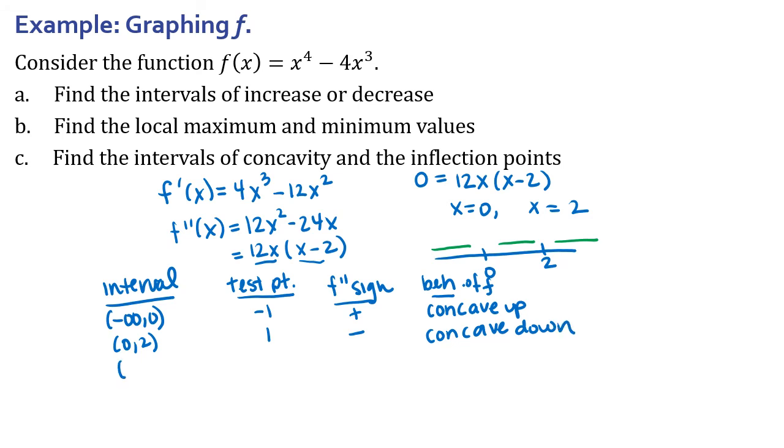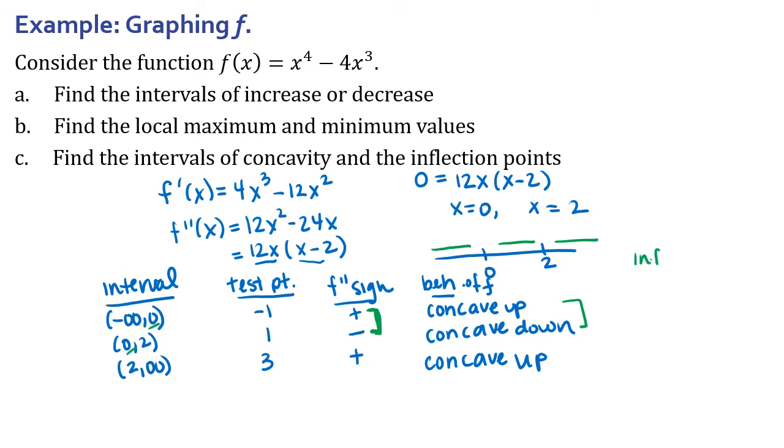And then if I was looking at that last interval from 2 to infinity, a great test point is 3. So you're going to get a positive times a positive, which is positive. So the function is going to be concave up there. So this means we're going to have an inflection point that happens here because we change concavity from concave up to concave down at x equals 0.